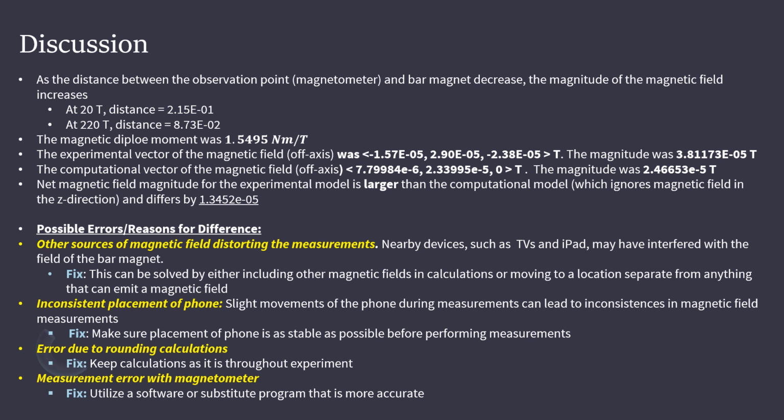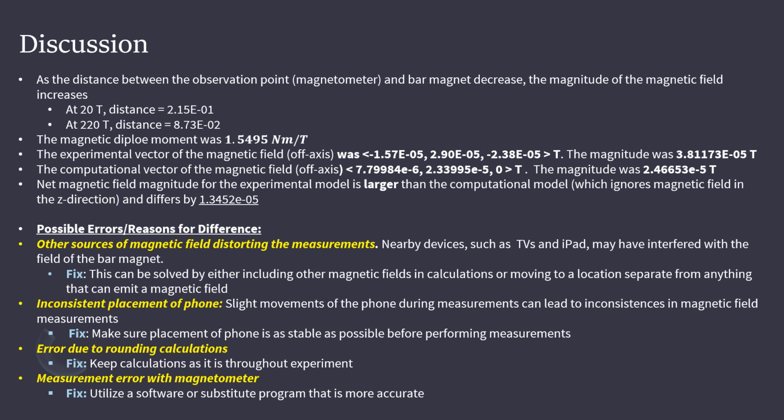From this, we see that the net magnetic field magnitude for the experimental model is larger than the computational model and differs by a factor of 1.34 times 10 to the negative 5 Tesla. We see that the computational model does not take into account any magnetic field in the z direction, which could be one of the reasons.